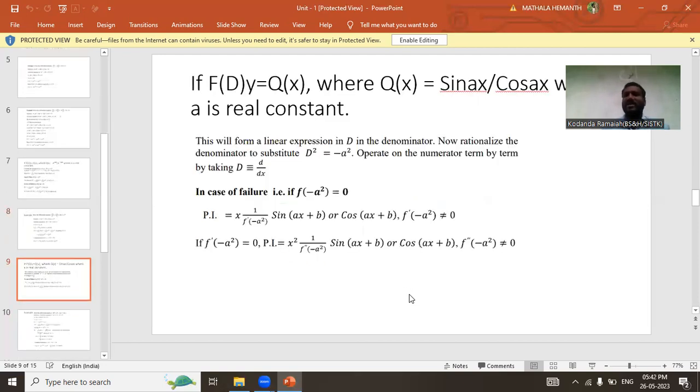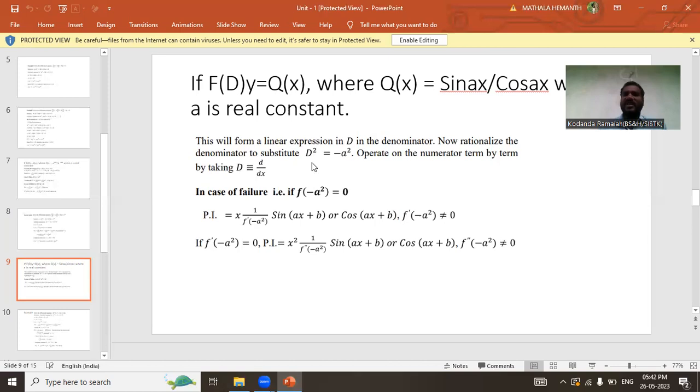So another method for the linear differential equation is for the RHS term equal to sin ax or cos ax. The RHS term means every problem depends upon the LHS term equals the RHS term. So for second and higher order differential equations, the RHS term equals a trigonometric function, only sin ax or cos ax, where a is a real constant.